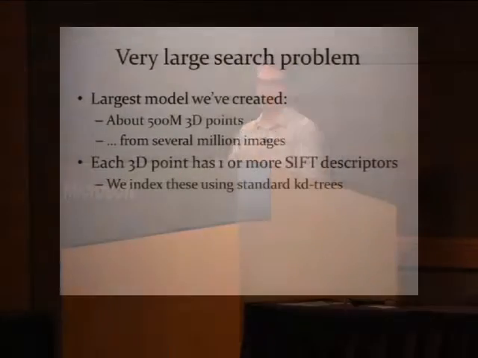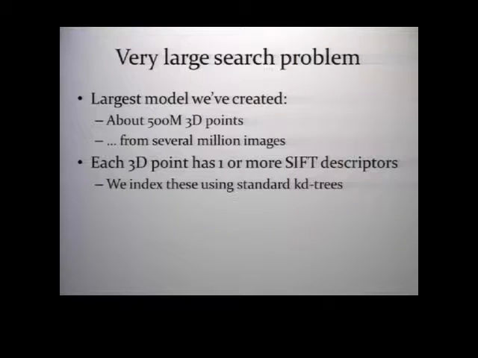Each 3D point has a descriptor. It's a high-dimensional, 128-dimensional SIFT descriptor associated with it. That describes the appearance of that point, what it looks like in images, so we can match to that when we see a new image. And we index this using standard KD trees.